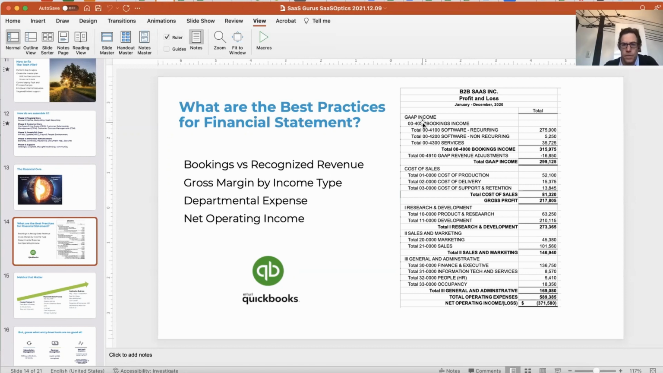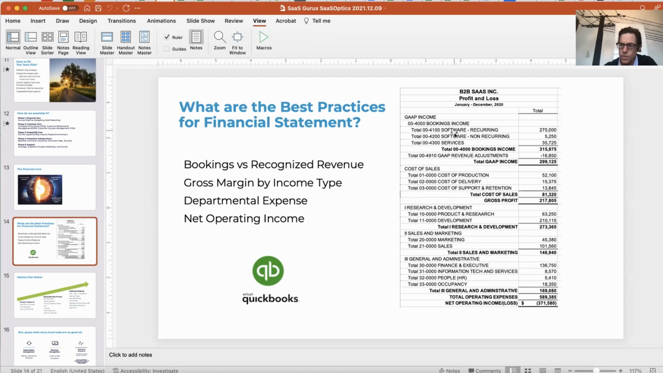And I always break out bookings income separately from the GAAP revenue adjustments. The reason for that is a lot of companies nowadays want to know what's the volume of invoicing going through the company, because that turns into cash. But at the same time, they also want to see what the GAAP net income and the GAAP gross margins are. So the practice that I've come to is, when your invoices are generated, instead of booking deferred revenue and debiting accounts receivable, you actually go ahead and book revenue directly and your accounts receivable.